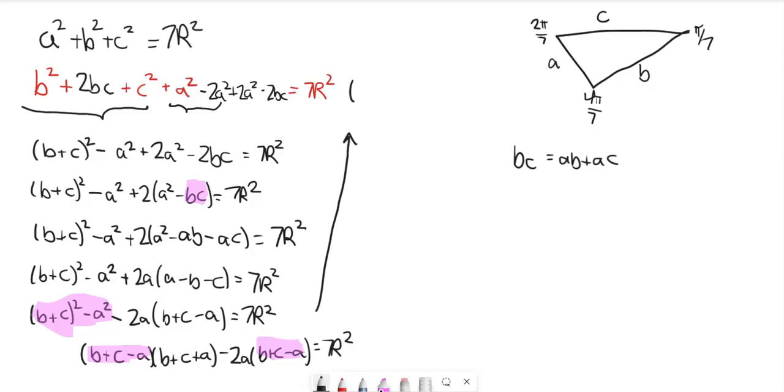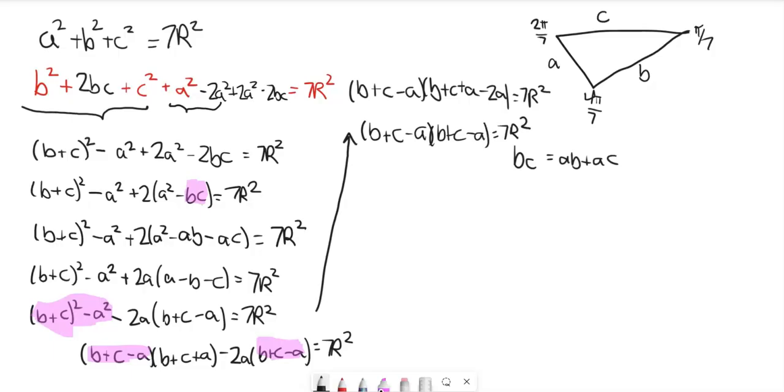I can rewrite this as (b + c - a), and then in the next set of parentheses, I can write (b + c + a - 2a) = 7r². Now what's next? Well, as you can see in the second set of parentheses, I have a minus 2a, so I'm going to get (b + c - a)(b + c - a) = 7r², just like so here.